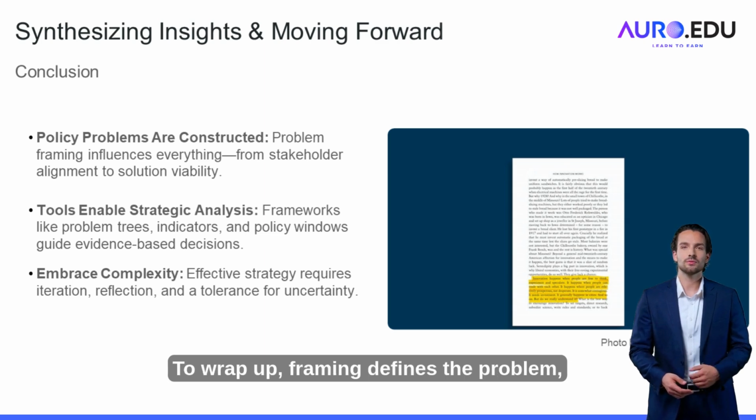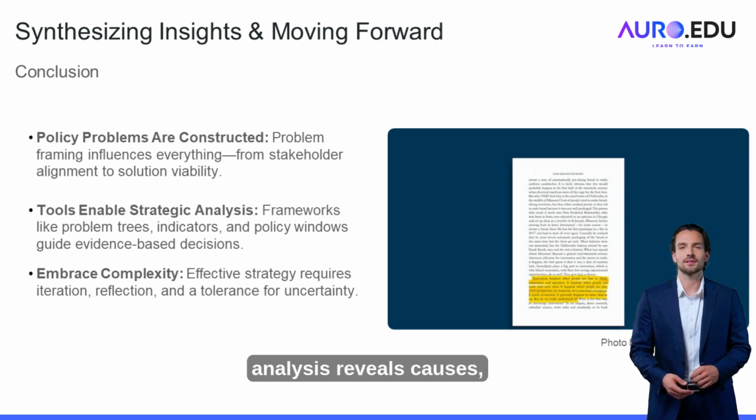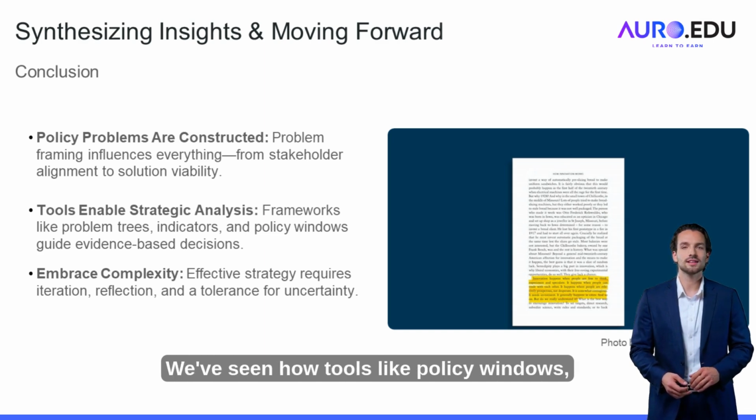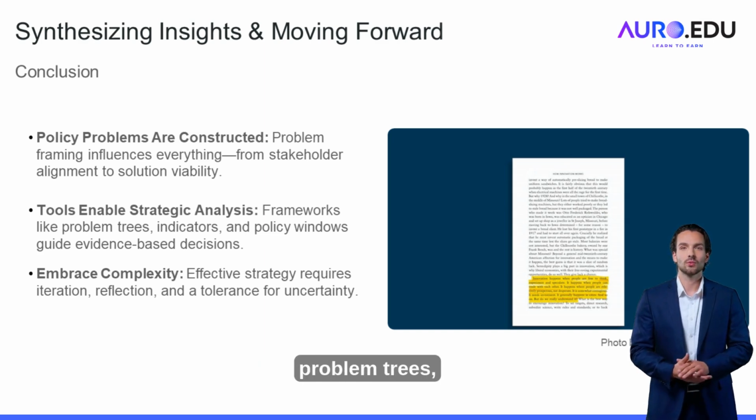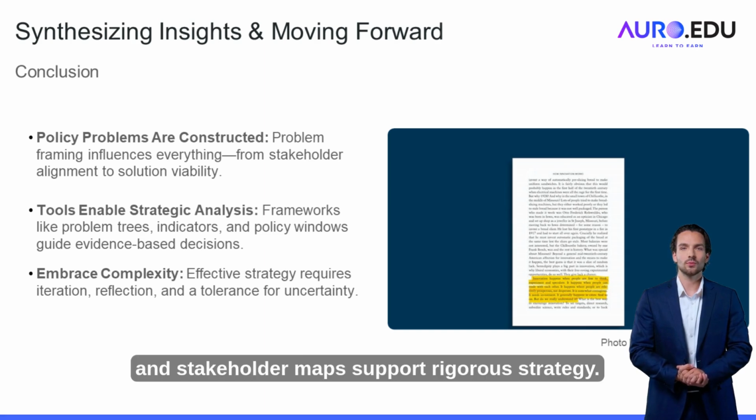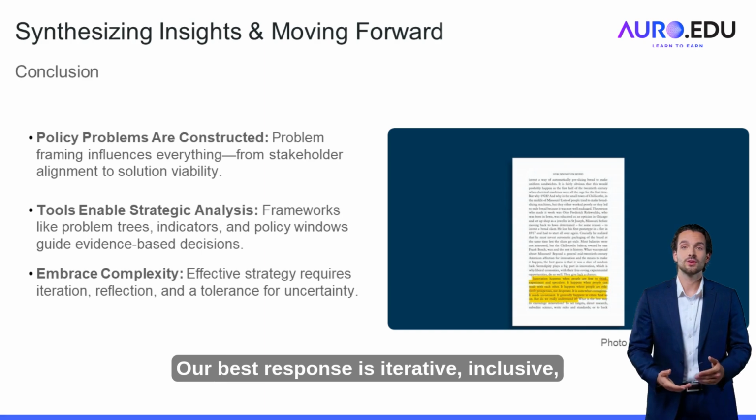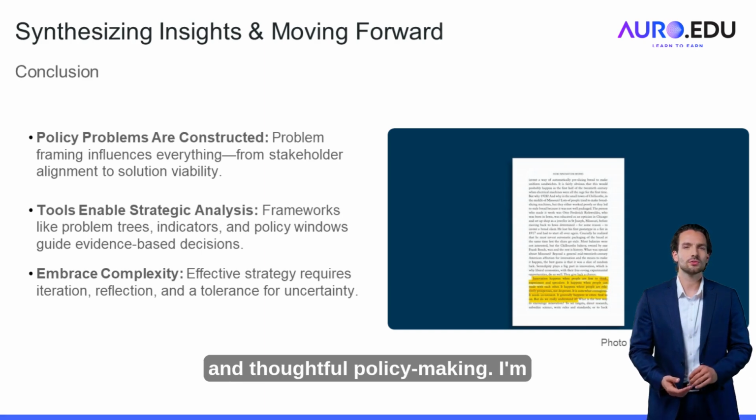To wrap up, framing defines the problem, analysis reveals causes, and diagnosis shapes solutions. We've seen how tools like policy windows, problem trees, and stakeholder maps support rigorous strategy, but the world remains uncertain. Our best response is iterative, inclusive, and thoughtful policy work.